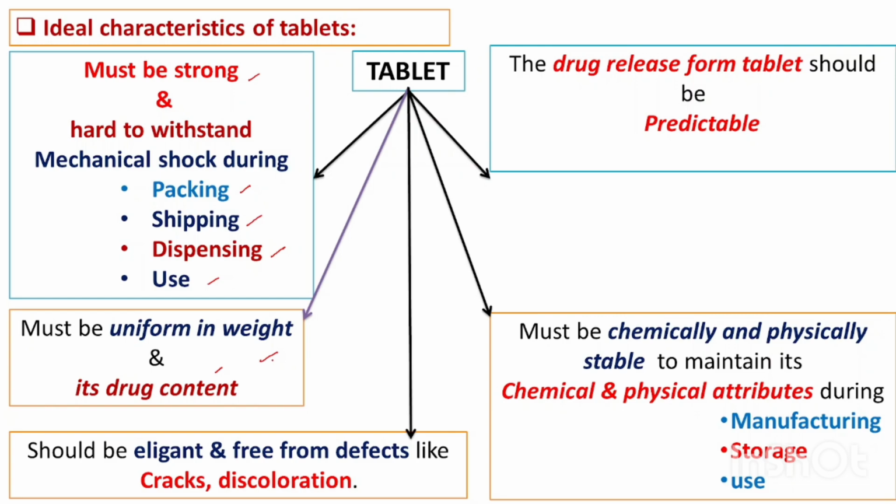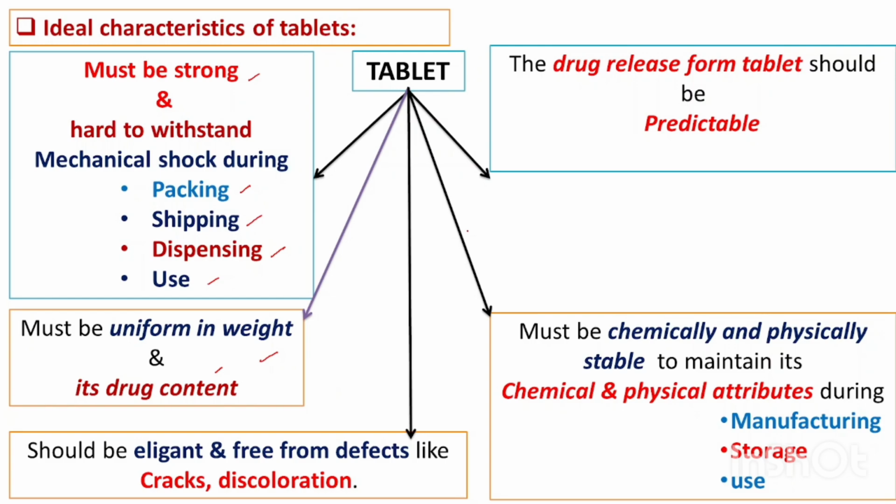Why? Because it may be contaminated with other factors during transportation, or have a low quantity of API or a high quantity of the drug. It should be elegant and free from defects like cracks and discoloration. So here we need to consider that the appearance of a tablet should be proper, with no cracks, and no discoloration, meaning the color coating is properly done, which will improve the appearance of tablets. Next, the drug release from the tablet should be predictable.